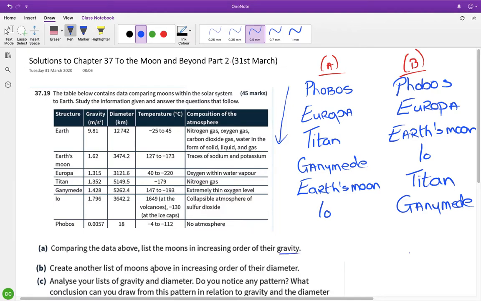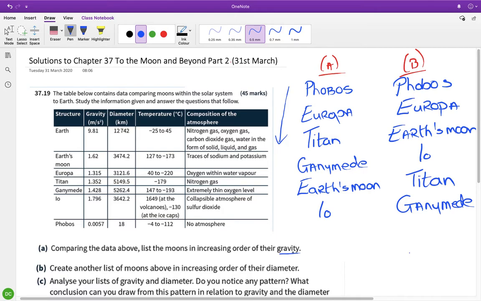In part B, you're asked to create another list of the moons above in increasing order of diameter. So starting with the smallest diameter, which is 18 kilometers. It increases to 347. Oh, did I do that one wrong? Oh no, I'm right. So the smallest is 18. Next is 3121, which is Europa. Next is 3474, which is Earth's moon. And next is 3642.2, which is Io. Next is 5149, which is Titan, and then 5262, which is Ganymede, which you'd expect because Ganymede was the biggest moon.